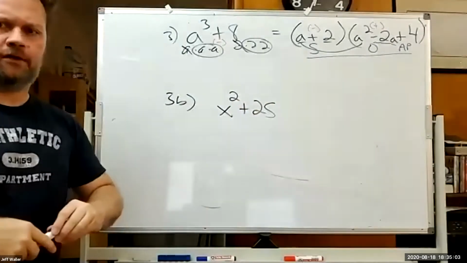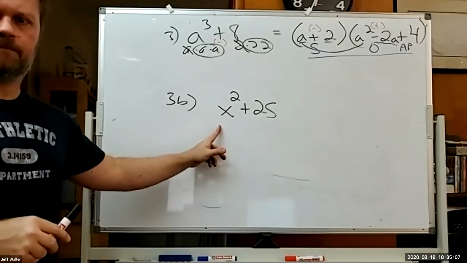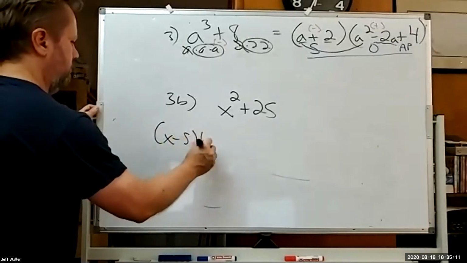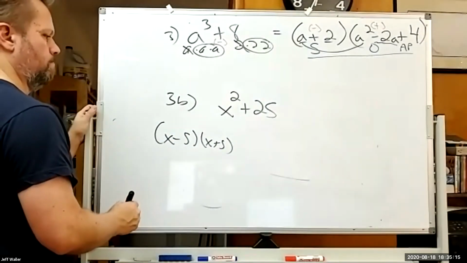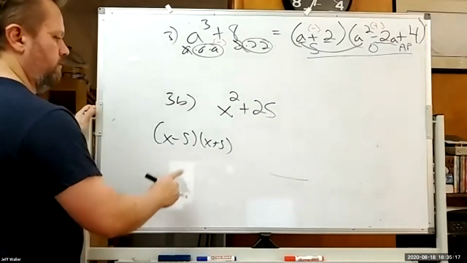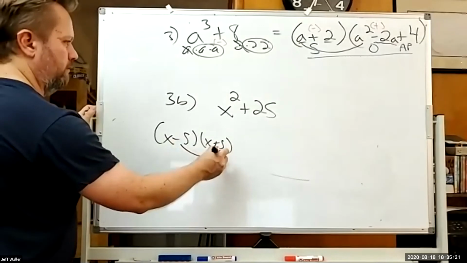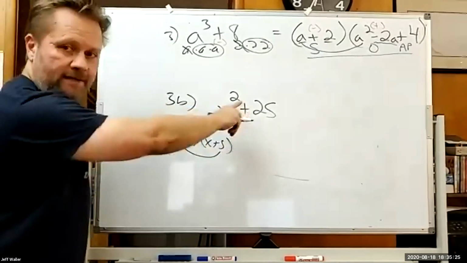Can you factor this? x squared minus 5x plus 5. Test it. Does it work? Is it x negative 5 and x positive 5? Does that work? What's negative 5 times 5? Negative 25. Negative 25, not positive.